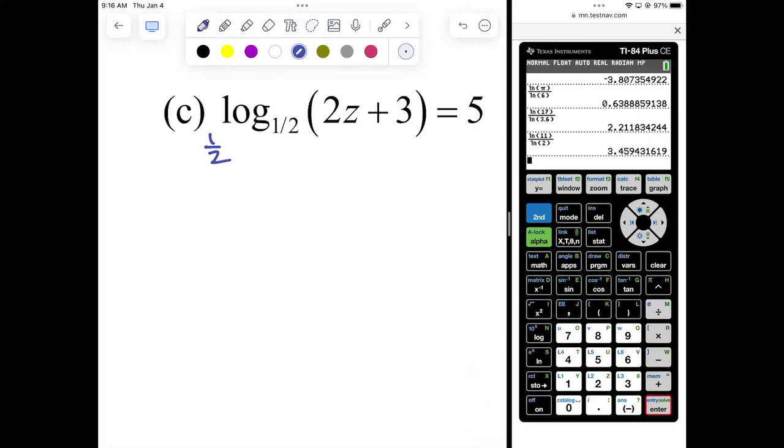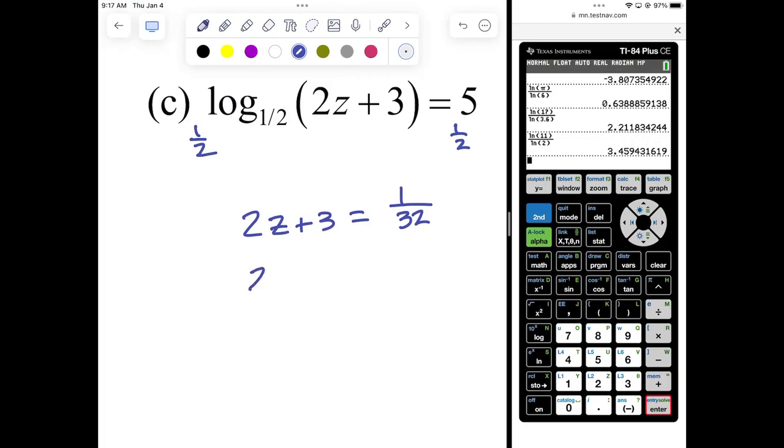And I can show that by doing this. I will allow you to show that by just adding a 1/2 to the bottom left. Now on the left side, 1/2 to the log base 1/2 of blob is the blob, which is 2z plus 3. And over here I get 1/2 to the 5th, which is 1 over 2 to the 5th, which is 1 over 32. 1/2 times a half times a half times a half times a half is 1 over 32. Now, from here, you can either embrace the fraction, or you can multiply both sides by 32 and get bigger numbers. But we're going to embrace the fraction here.